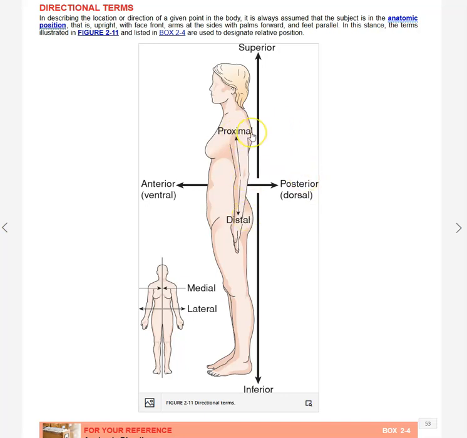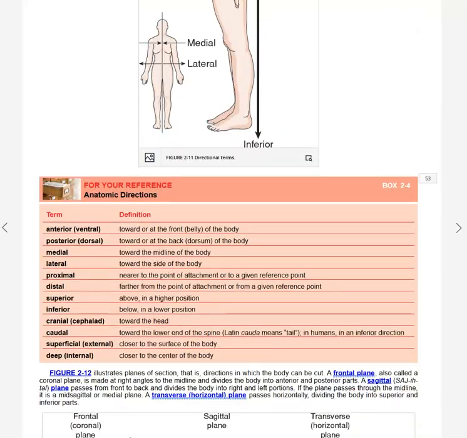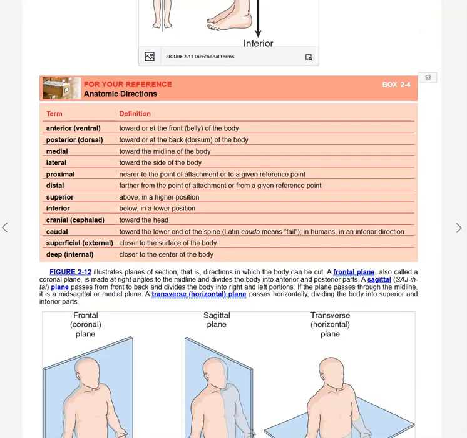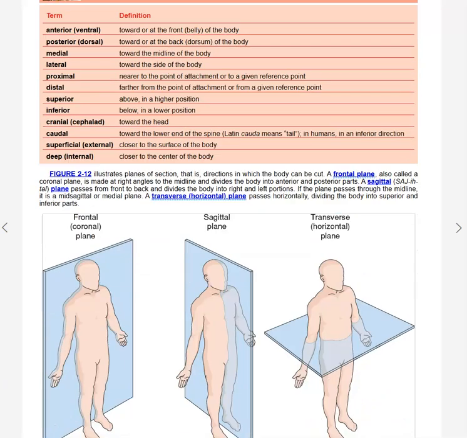Proximal and distal are common words you'll see. Proximal is higher or closer to the body compared to distal. So our hands are distally located away from our body, where the shoulder is proximal. And then medial and lateral is shared there. For your reference, anatomic directions. There you go. So there's your box or your list sitting right there.